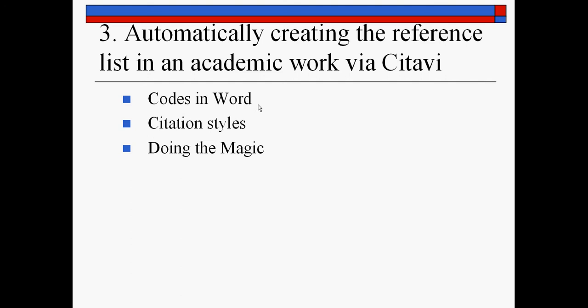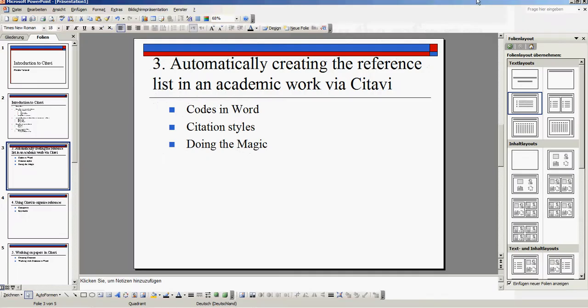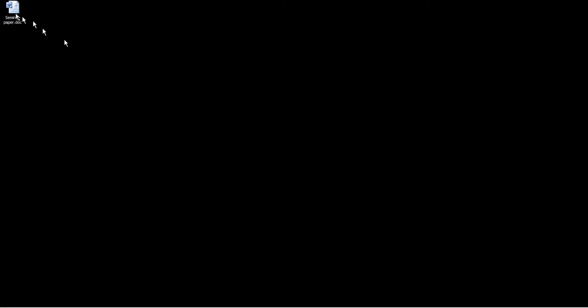Three things. First of all, there are codes. You need to learn the codes, and this is very easy. You just have to get an introduction, that's what I'm doing now, so it's no big deal. Then there are different citation styles. That's also just a one-time thing. Once you're done with that, you will always have your piece with Citavi, and then it's just about how to do the magic. So, I've prepared a seminar paper here.